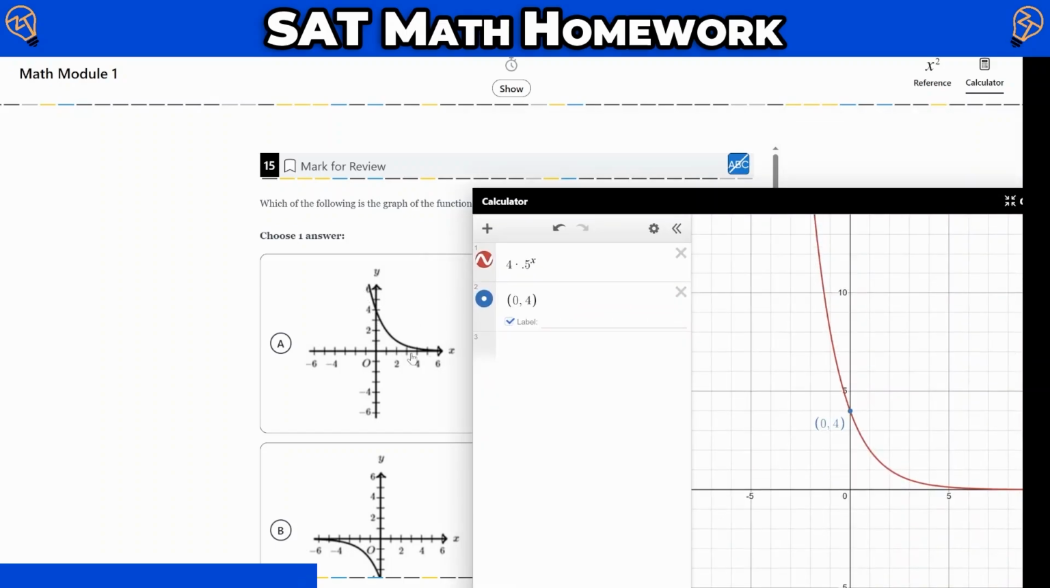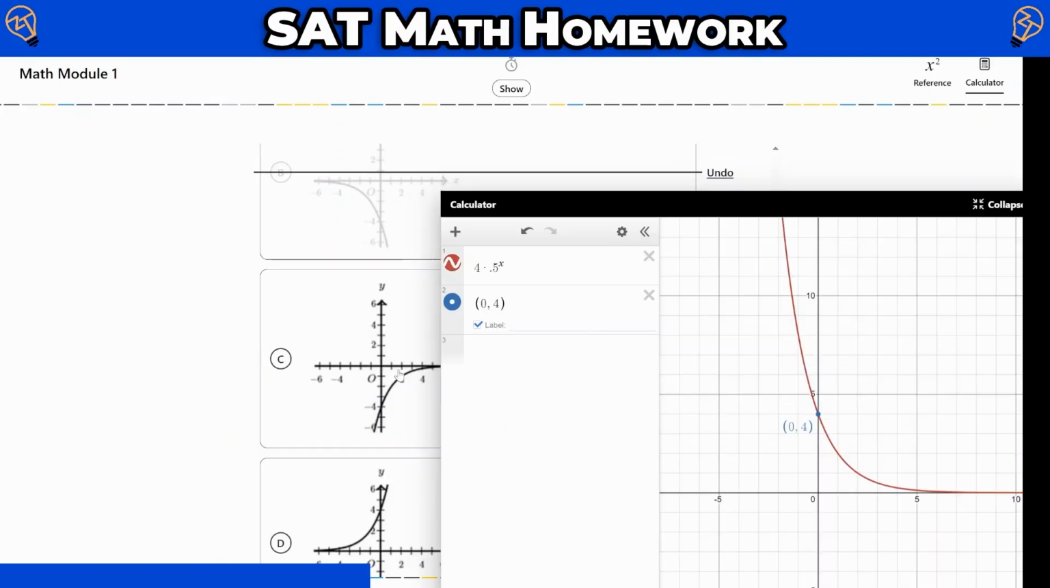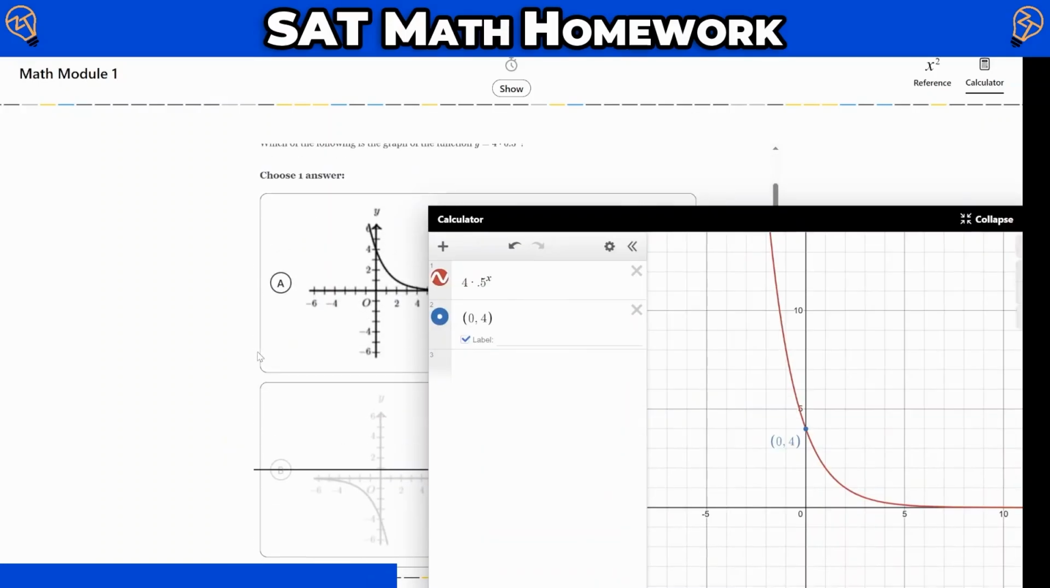It's crossing at 4, it's decay, it's going to the x-axis, but it will be quick to just rule out the ones that are clearly incorrect. That one's definitely not it, so we'll go ahead and eliminate it. This one's also clearly incorrect. And this one's exponential growth. So we very quickly are able to see that the correct answer is A, and we could just move on.